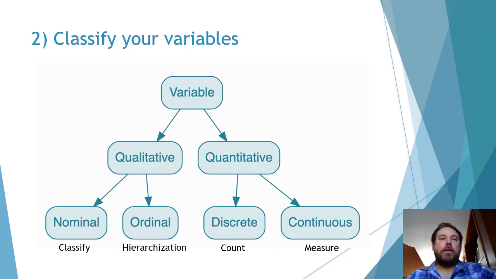While classifying our variables, we have two main groups that we can talk about: qualitative and quantitative variables. Qualitative variables can be classified into nominal or ordinal, and quantitative into discrete and continuous. Each one of these variables has different objectives at the end of the day. Nominal variables are used to classify, while ordinal variables are used to hierarchize. Discrete variables are used to count because they are rounded numbers, and continuous variables are mostly used for measure.